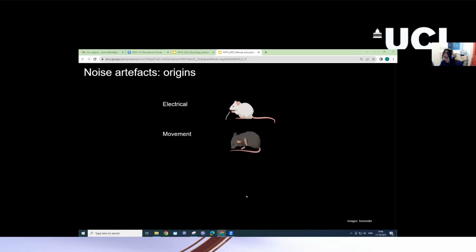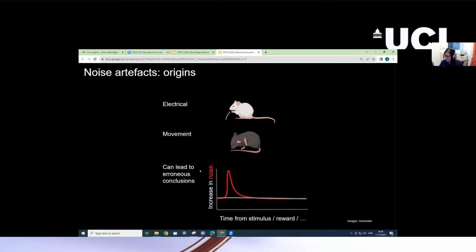And the presence of noise can lead to false conclusions. So here, for instance, you might mistakenly believe that there's an increase in firing rate in your population after a reward or after maybe a movement eliciting stimulus, when in fact there's simply an increase in noise.